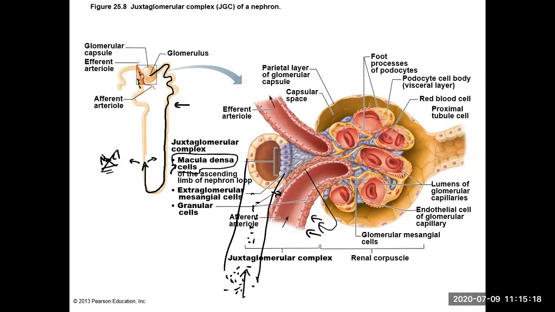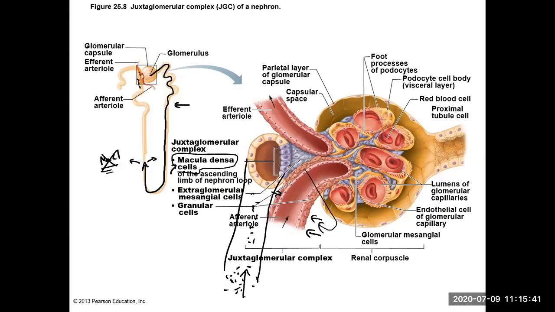And once you constrict the afferent arteriole, exactly the same thing is going to happen as in the myogenic mechanism. In other words, they're going to reduce the flow, and as a result of that, you're going to reduce the GFR, and as a result of that, you're balancing things because the GFR was too high on this phenomenon.